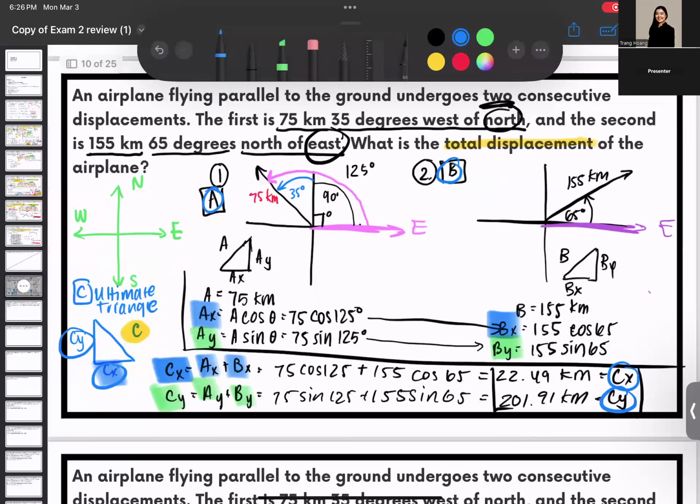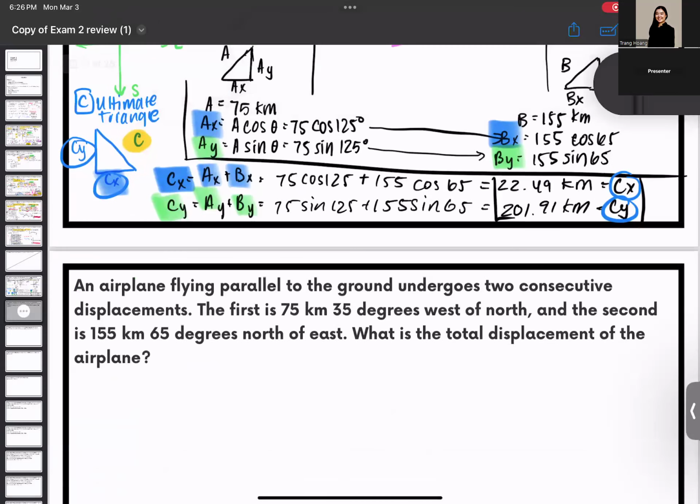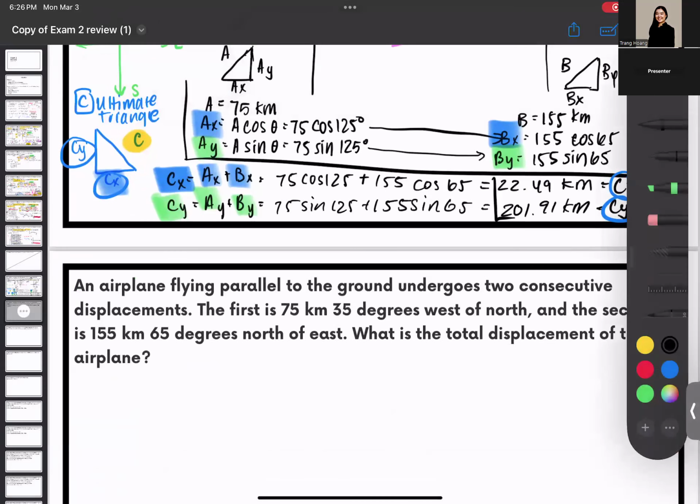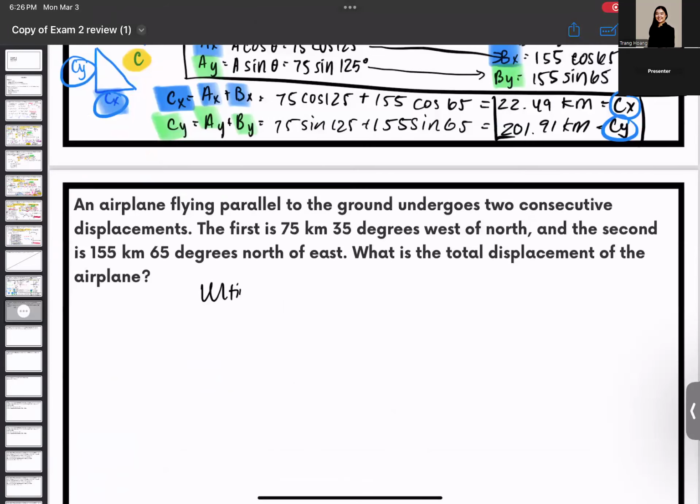I'm going to go on to the second page. I'm going to have it pulled up though, so it's not blocking the values. So I'm going to draw our ultimate triangle again. Part 2. Big triangle. C question mark.